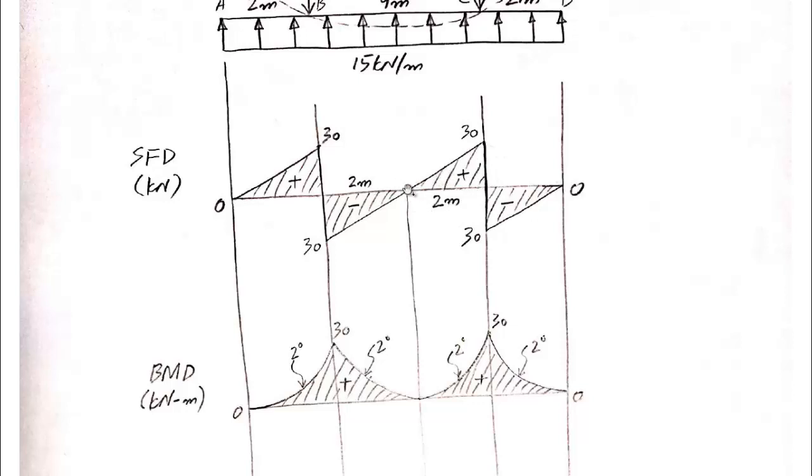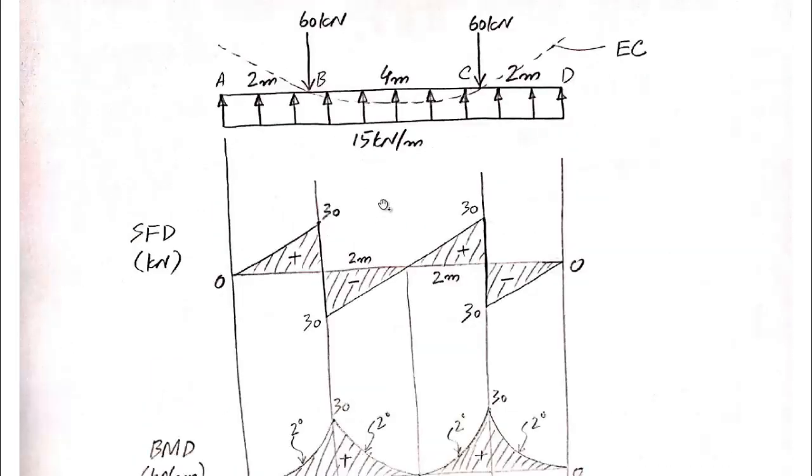These are symmetrical triangles, 2 meter on this side and 2 meter on this side, because the total horizontal distance is 4 meter for this part. So if this point is at the center of portion BC, then this part is 2 meters, and this part we already know is equal to 2 meter. So the location of this point with respect to the extreme end A is 4 meter.